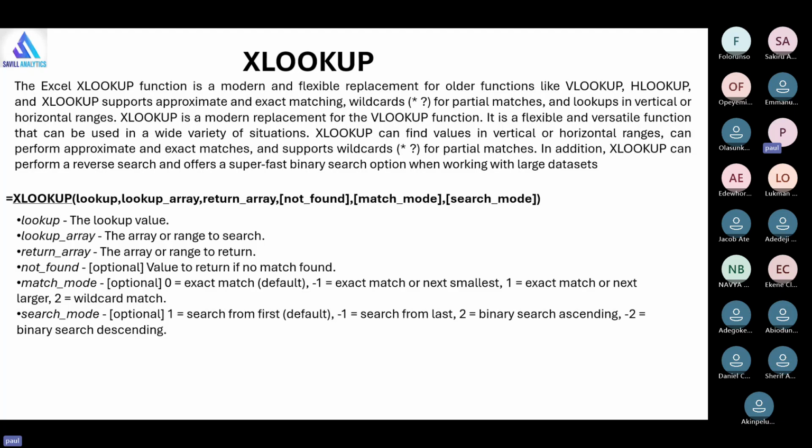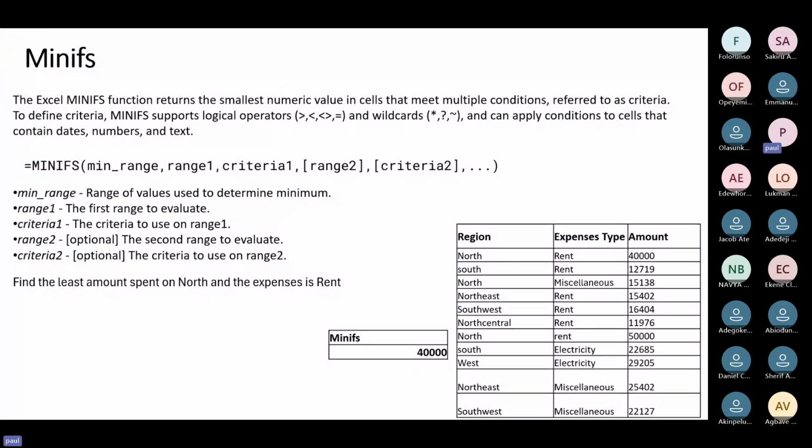Next thing is the return array. According to the name, when it says return array, it means that once I have my lookup value, I've looked it up, I've seen it, which column should I return next? This is to tell us that XLOOKUP can look to the right, it can look to the left. That's what it's telling us here.